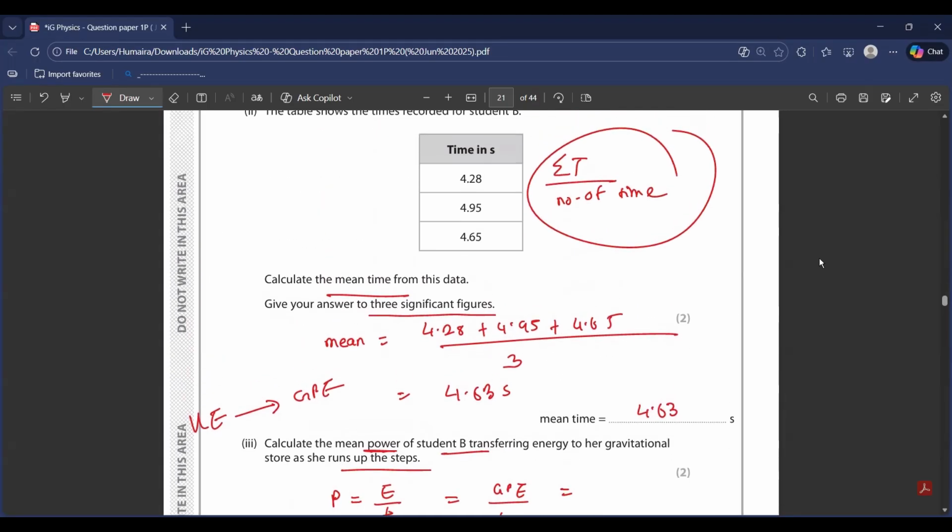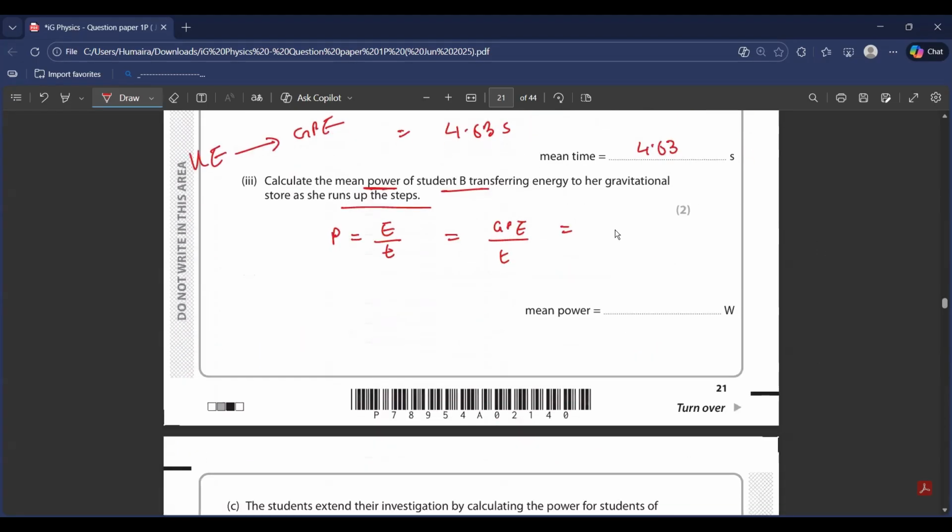We have energy transferred which was 3055.2 divided by 4.63. This should give you 660 watt. Approximate this. Calculate it and what comes is 660 watt.